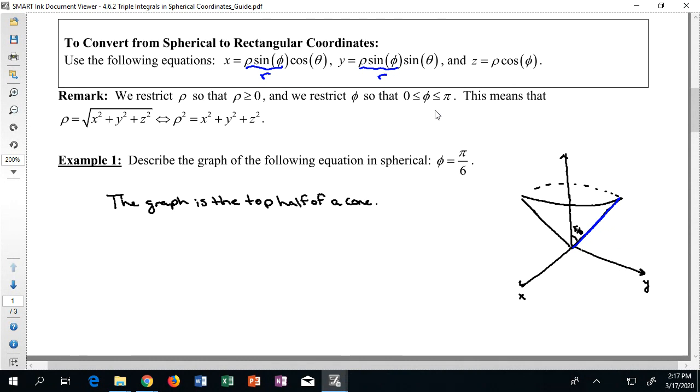Okay. All right. In the next examples, we'll take a look at how we can actually use this coordinate system to evaluate different kinds of integrals.